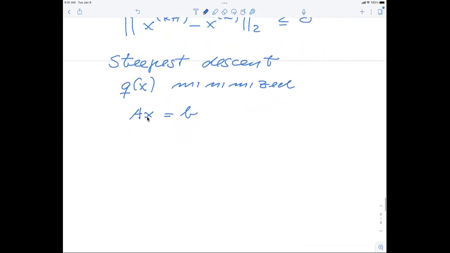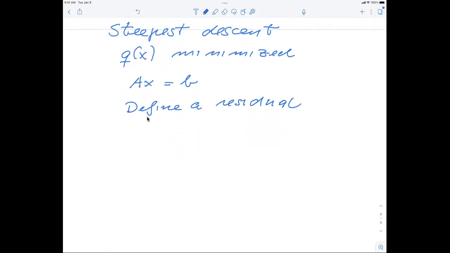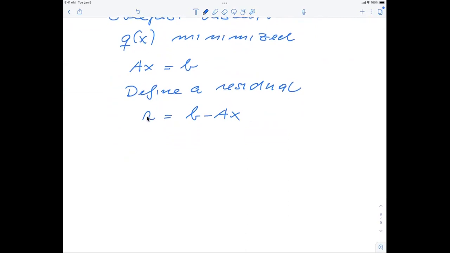So we define what's called a residual. This residual here is defined as R, which is B minus A of X. This is the quantity we want to minimize. So after a given number of iterations, we want B minus A of X to be as close to 0 as we can define 0.